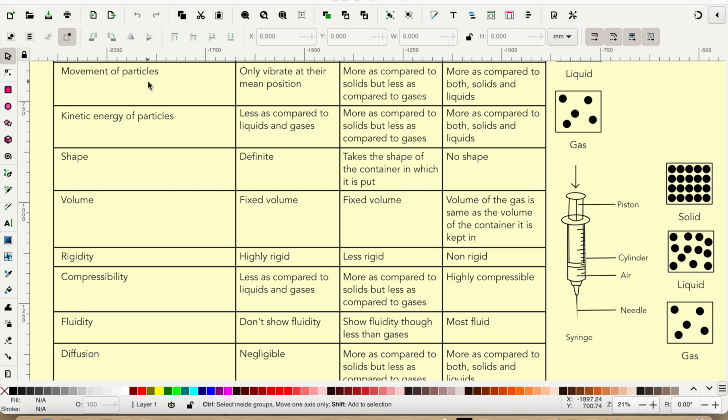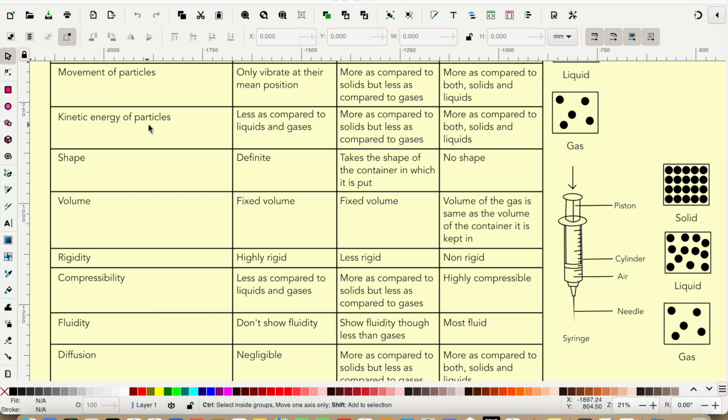The fourth property is movement of particles. You can see particles of a solid are very close to each other. Due to a strong attraction force between them, they are not able to leave their place. They just vibrate at their mean position. On the other hand, particles of a gas have the least attraction force between them, so they can move freely.